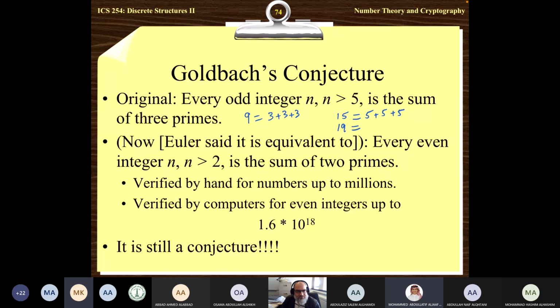7 plus 7 plus 5, 7 plus 7 plus 5 plus 7 plus 5. Excellent. Okay. Now, this is a conjecture.